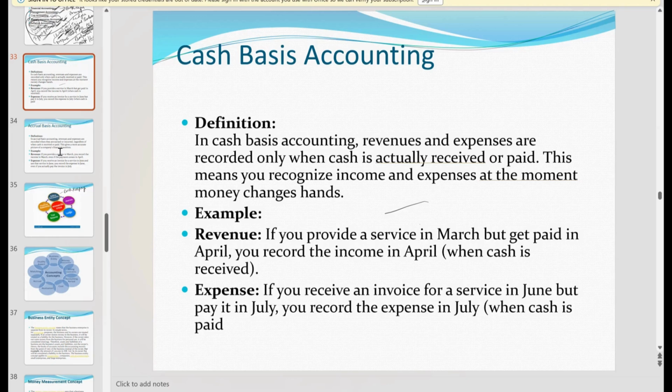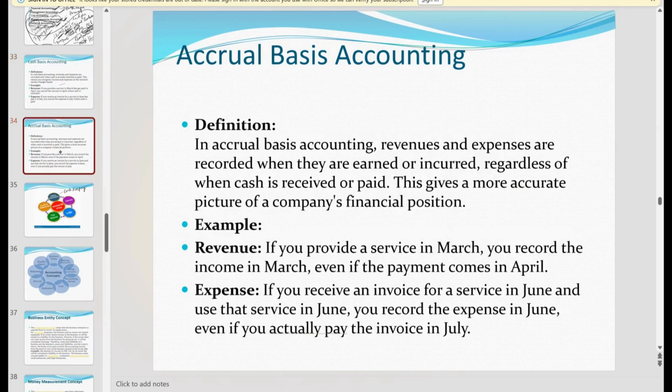Next one is accrual based accounting. In accrual based accounting, revenue and expenses are recorded when they are earned or incurred, regardless of when cash is received or paid. This gives a more accurate picture. For example, if you provide a service in March, you record the income in March even if payment comes in April. And if you receive an invoice for a service used in June, you record the expense in June even if you actually pay the invoice in July.